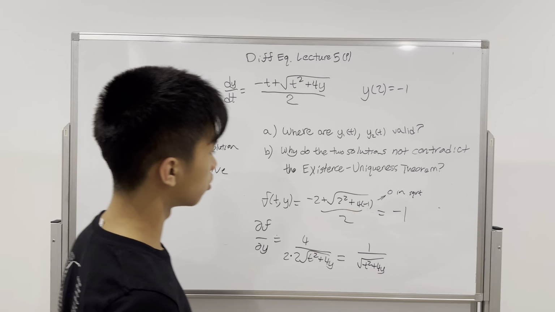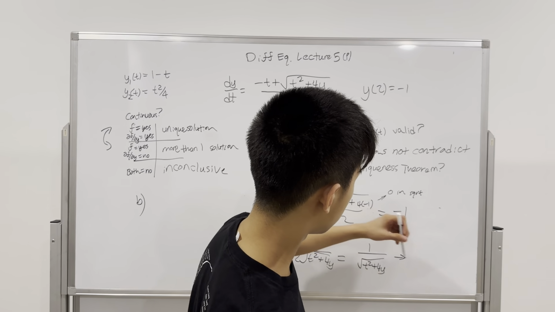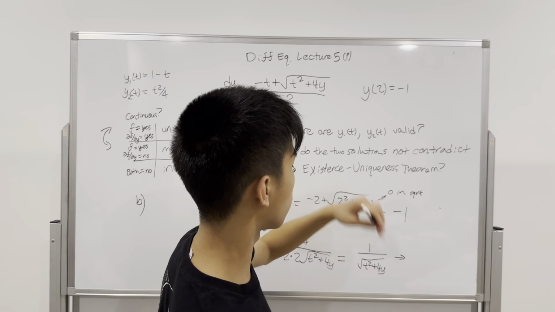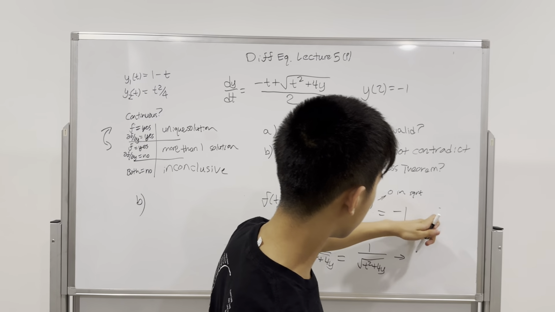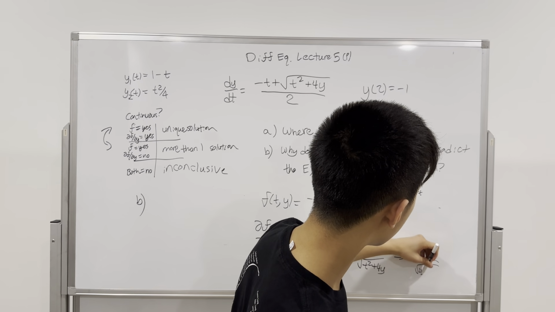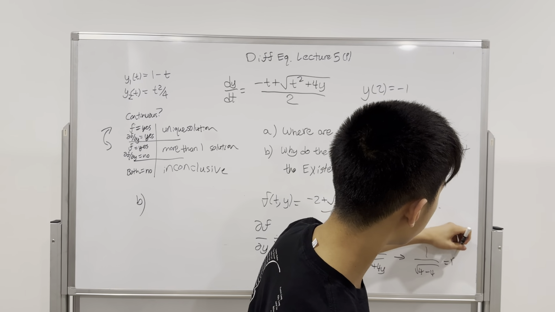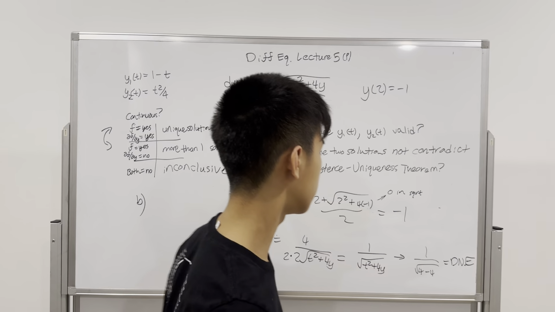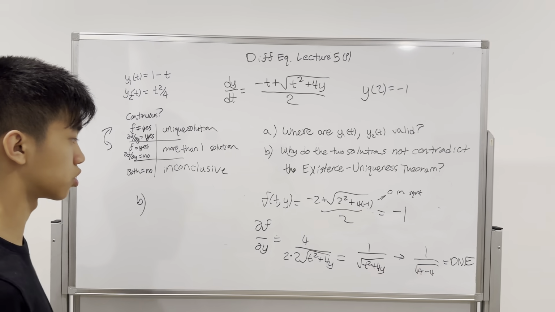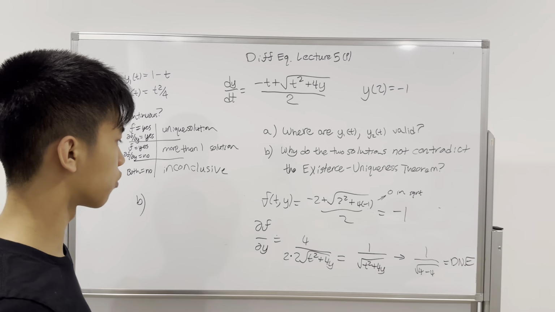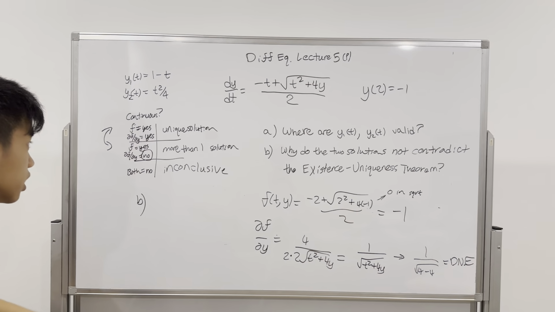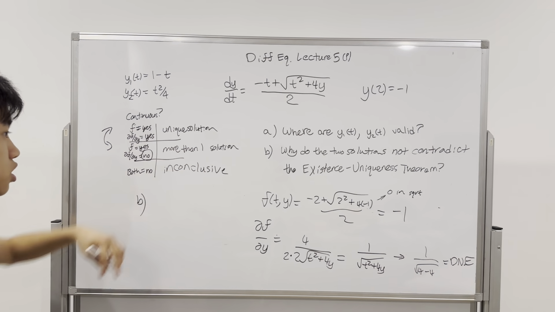Okay, so then when t equals 2 and y equals negative 1, we would get 1 over the square root of 4 minus 4, which is DNE. Because it's DNE, it can't be continuous there, obviously, because there's no value. And therefore, delta f, delta y is a no. Therefore, there are more than one solutions.